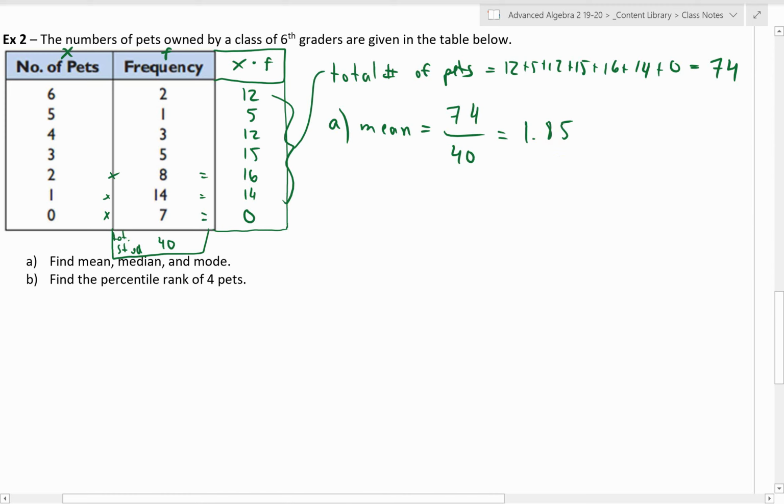Our guess, if we were going to guess how many pets the student owns. But this is what we mean by the typical value of the number of pets that a student owns. That's what mean is. So 1.85 pets.